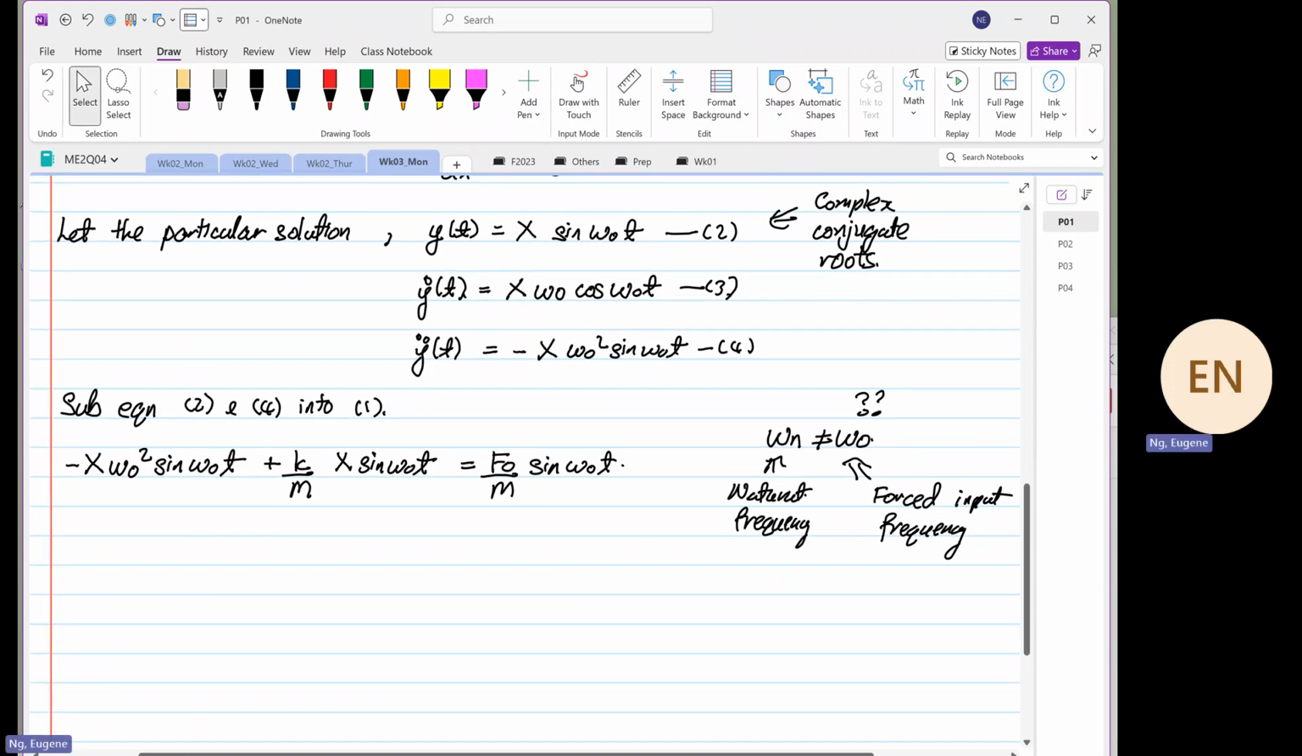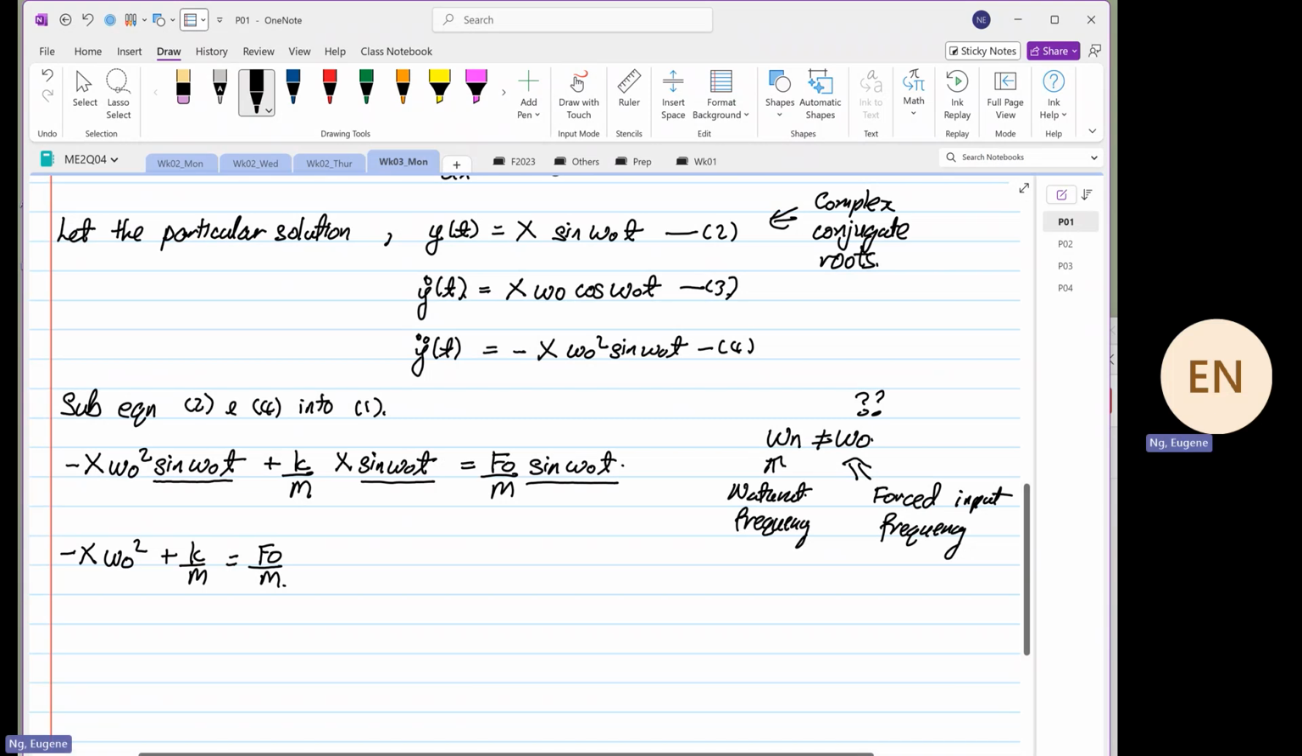So we are fortunate enough that this expression, we have what? The common term is what? The beauty about math, you have the same term on the left-hand side and the same term on the right-hand side, you can drop it. So we have minus x omega naught squared plus k over m, and this will be equal to f naught over m.